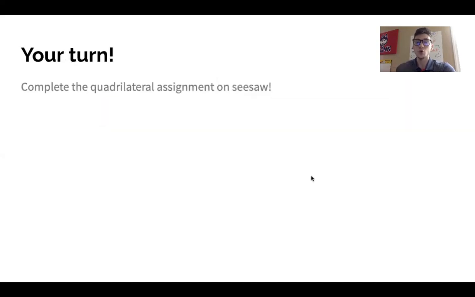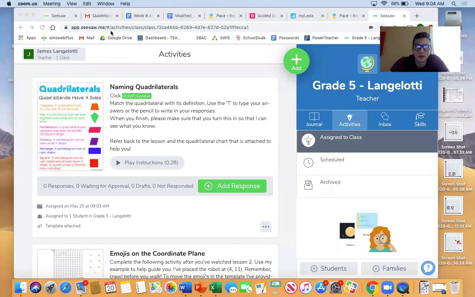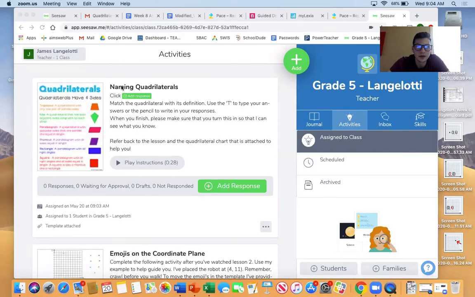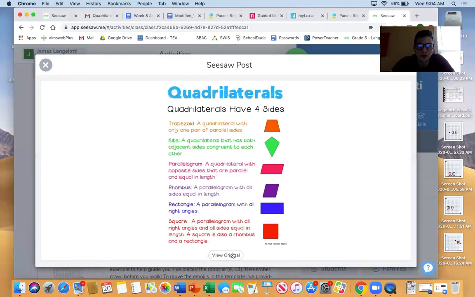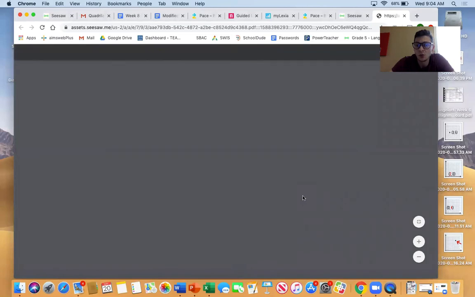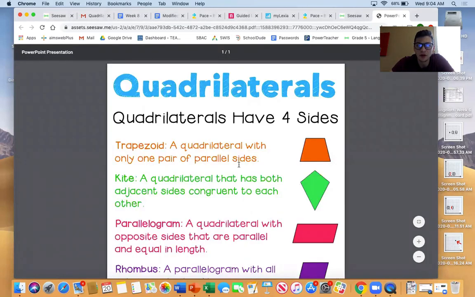So your turn is to use this information to complete the quadrilateral assignment on Seesaw. Okay, so let's take a look at the Seesaw assignment. All right, so it is labeled naming quadrilaterals. Now, here's a really helpful picture and chart that you can use as you complete the assignment. To see this picture bigger, you're just going to click on the picture, view original, and then a new tab will open up. And you can see all the different quadrilaterals and their properties that we just discussed.